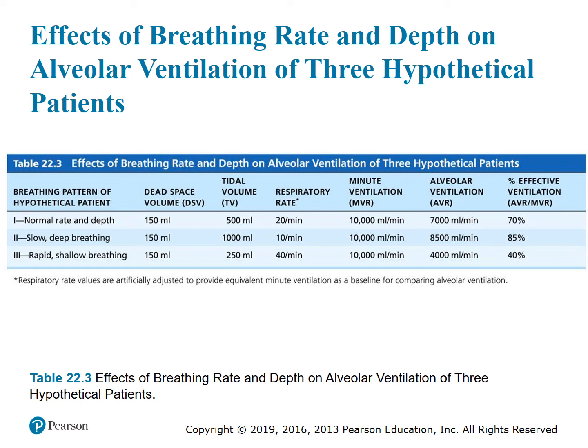In the third scenario, the patient is breathing rapid, shallow breaths. Again, the dead space is not affected. The tidal volume goes down to 250 mLs. Respiratory rate is 40 breaths per minute. Remember, they're breathing rapidly. The minute ventilation is not affected. The alveolar ventilation rate is 4,000 mLs per minute, and it's only 40% effective ventilation.